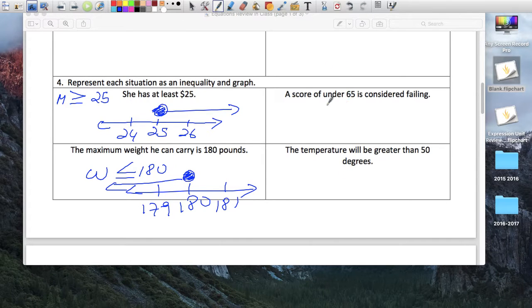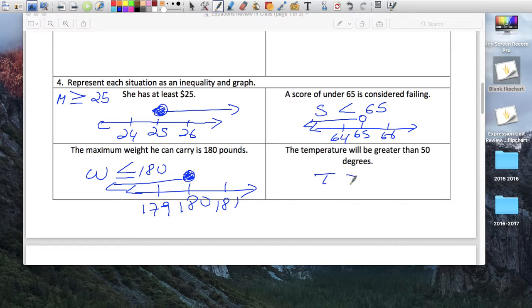A score of 65 and under is failing, so here's your score compared to 65. To be failing, it has to be under 65. Number line, here's 65, 66, 64. So to be a failing grade, you have to be under 65. Do we shade? No, we don't shade.